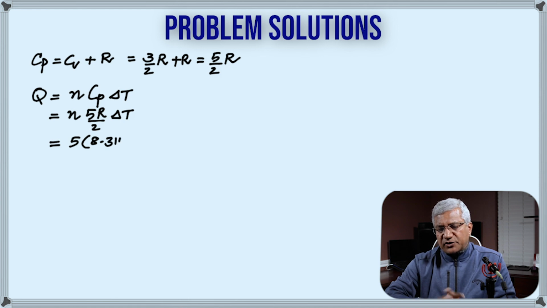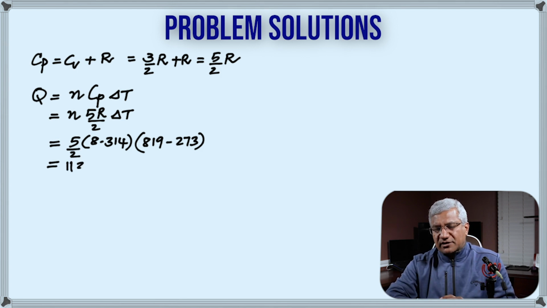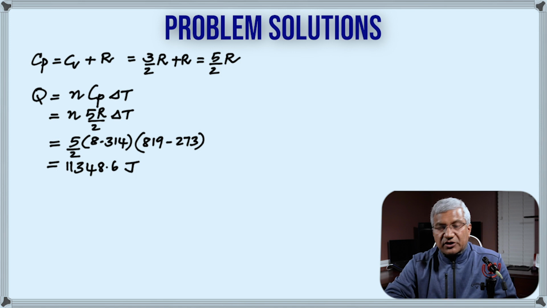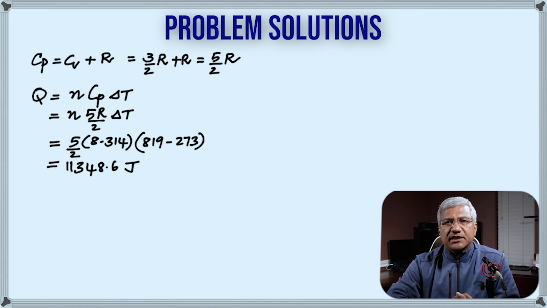Okay, let's substitute the values. N is 1, so I've not written it there. And it's 5 times 8.314 into change in temperature because we already got that. So we are actually using that from the last part. 819 minus 273, and that will give us 11,348.6 joules. So this method is a little bit easier than the first method. But I wanted you to go through both of these processes, and I hope it makes sense. Shall we go on to the second one?